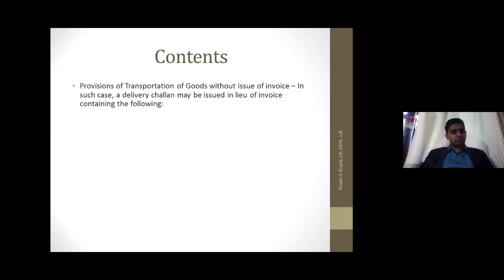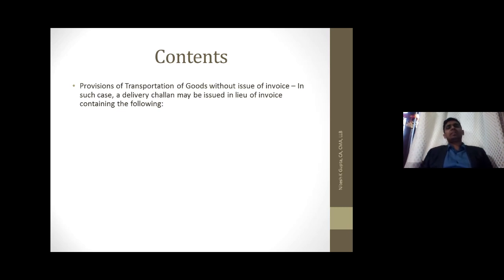Now, provision for transportation of goods without issue of invoice. Now, there is a special case. Can goods be transported without invoice? Suppose I sold goods to someone, but I did not issue invoice. The goods need to be transported immediately, but I'm not issuing the invoice now. Now, what can be the case? As per the rules, whenever the goods are moved out of the factory, invoice issue is must.